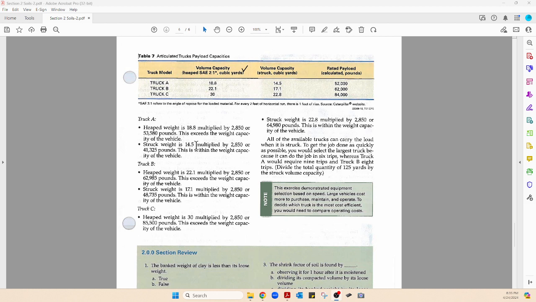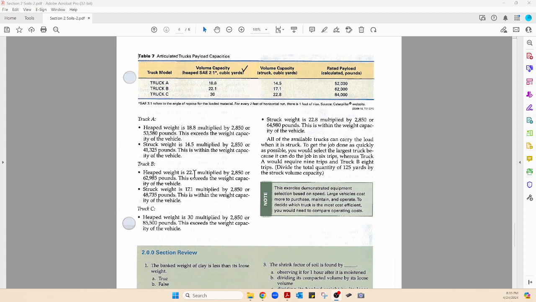That's the last figure. Okay, so the struck weight, that's when you level the top off. The struck weight is 14.5 right here, multiplied times 2850, which is 41,325 pounds. That might work, but let's move on. This is within the weight capacity. Okay, so let's look at truck B. I mean, it will work. It's just going to take you a little bit longer.